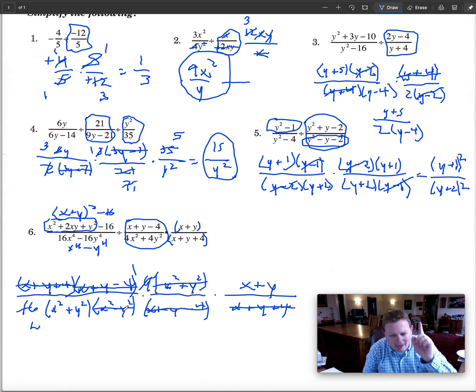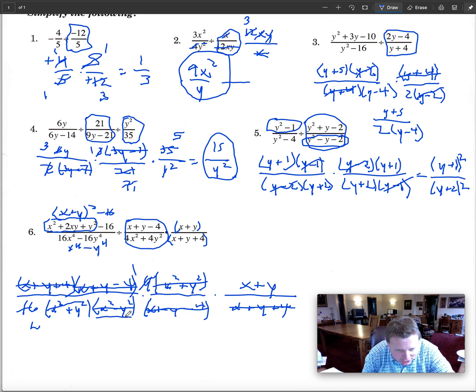But you know what? I goofed up. I accidentally canceled the minus 1. That should have been the plus 1. And this minus 1 should still be here. But notice x squared minus y squared factors into x plus y times x minus y. And there's an x plus y on top. And there's an x minus y. So we were just seeing if you were awake and you were really paying attention.